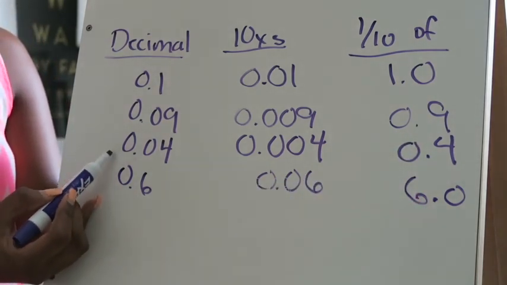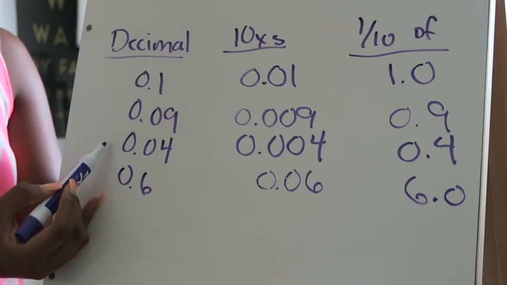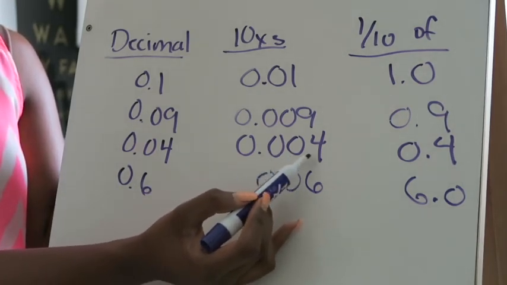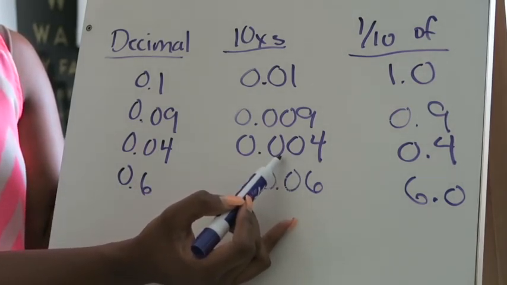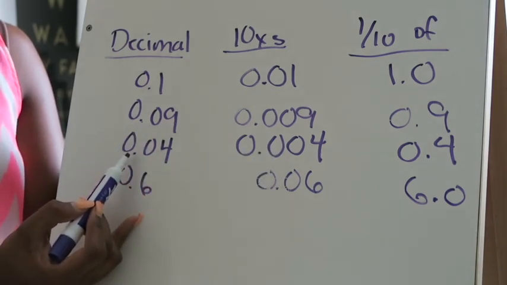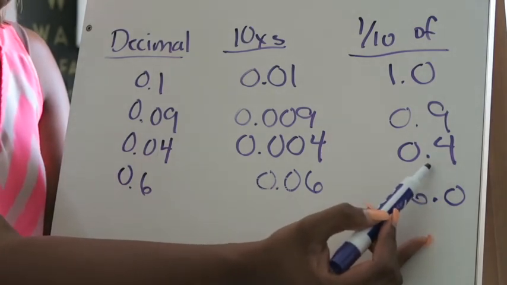Next one, we have 4 hundredths. Ask yourself, 4 hundredths is 10 times as much as what decimal? And that would be 4 thousandths. So you'd write 4 thousandths there. And then 4 hundredths is 1/10 of what number? And you should recognize that it's 1/10 of 4 tenths.